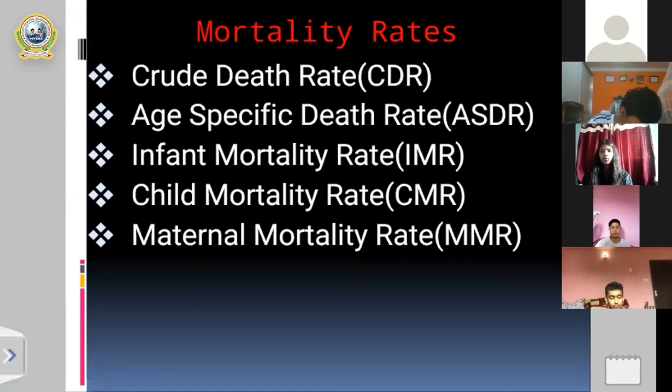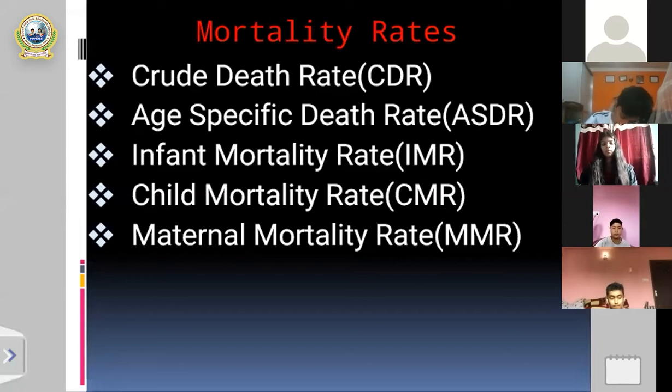You can see on the slide, mortality rates are also calculated in different ways. Like fertility rate, in mortality rates there are 5 ways to calculate. There are also some formulas, and we have to solve some numerical problems like in fertility rates. To calculate the different mortality rates, we have to remember some important formulas.